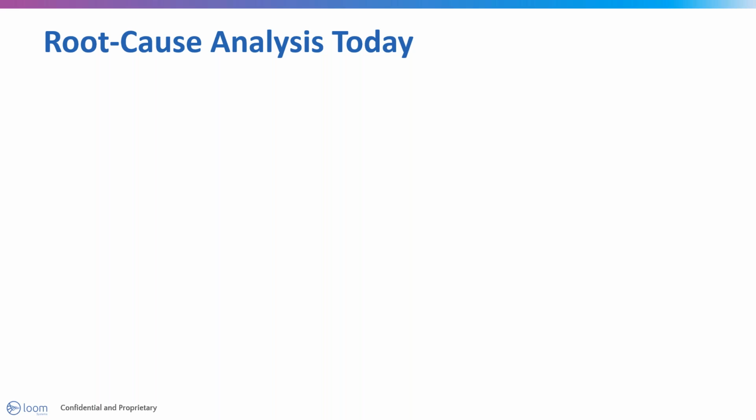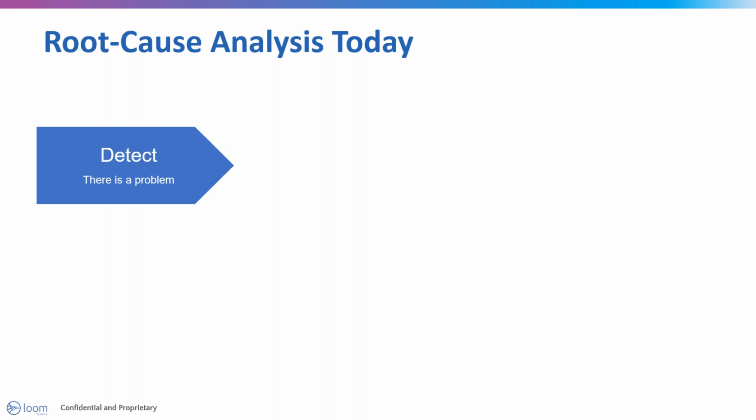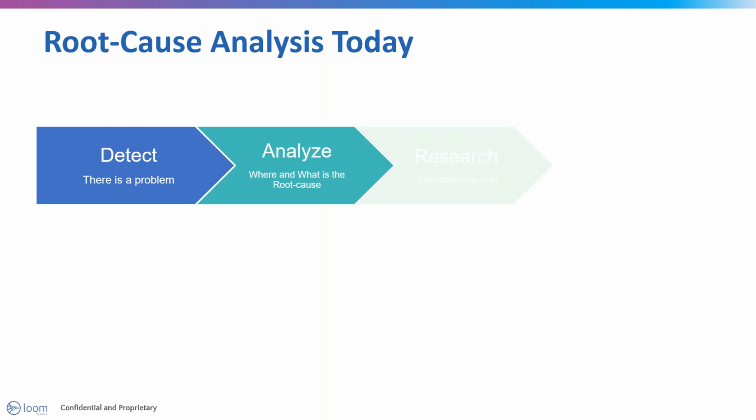and production engineers to learn how they perform root cause analysis. And we found there are actually patterns and conventions in the way they work. It appears there's a process that can be described as follows. A, detecting there's a problem. B, analyzing where and what is the root cause of the problem. C, researching and understanding how to fix it. And D, applying the relevant fix.